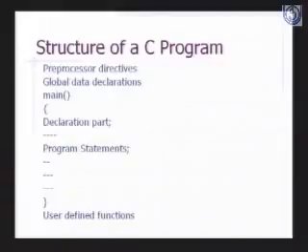Then come the program statements. If you are using certain user defined functions in the program, those are defined at a later stage after the end of the main program, like function 1 definition, function 2 definition, function 3 definition, and so on. So this is the actual structure of a C program. What preprocessor directives and global data declarations are, we are going to see in later slides of the session. So let us see the structure of a program in a raw way. Let us write a simple program in C.